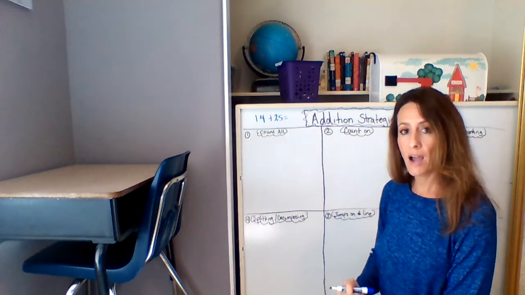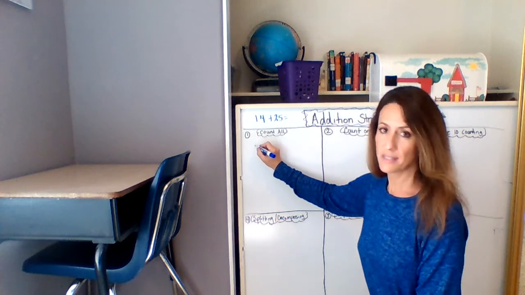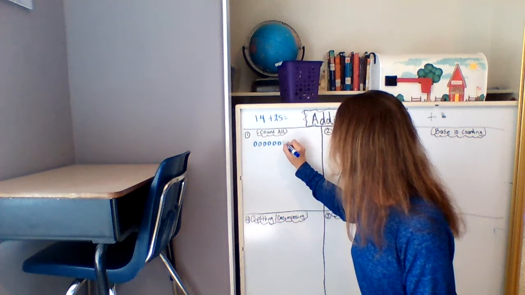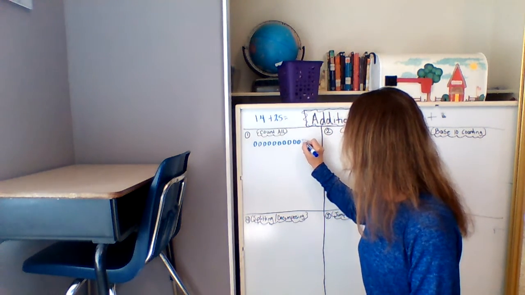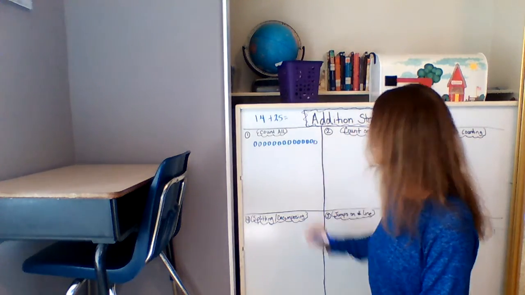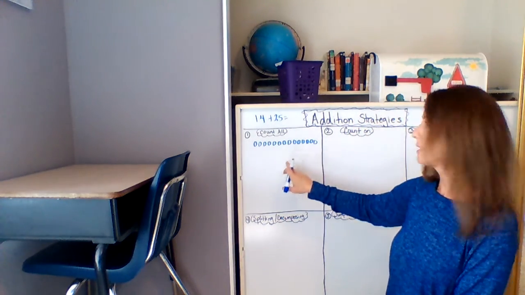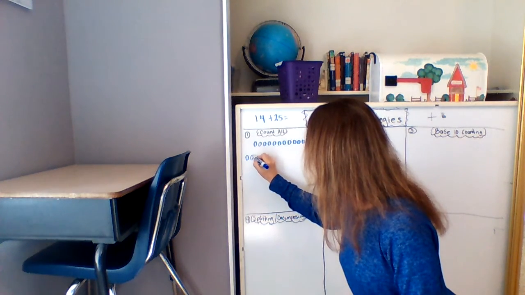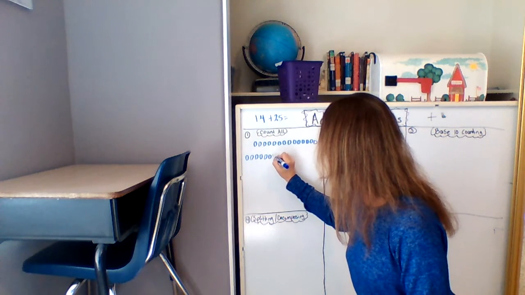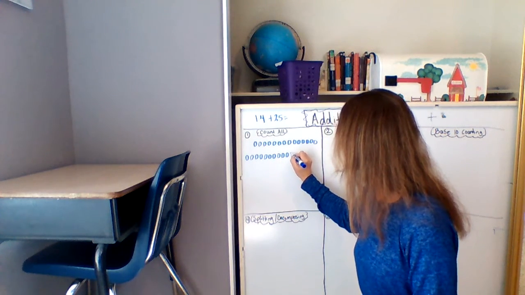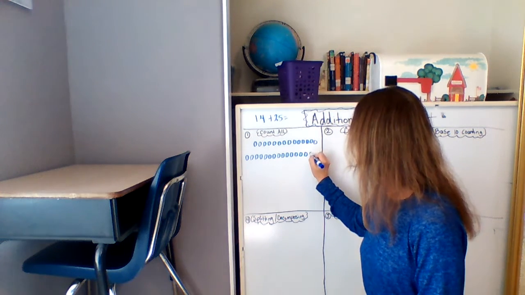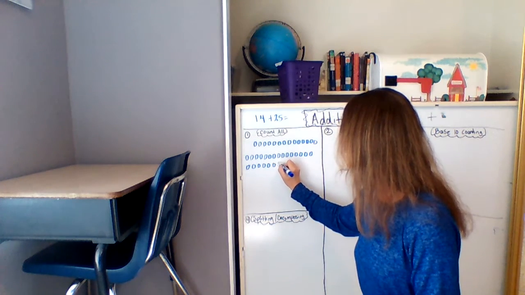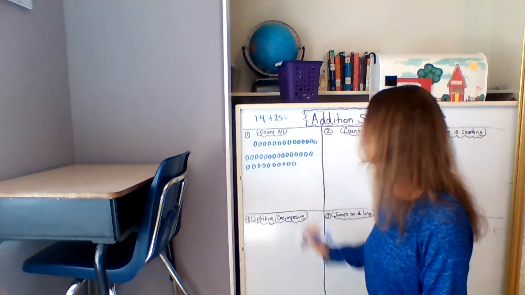So if I have 14 objects, let's just say circles. 1, 2, 3, 4, 5, 6, 7, 8, 9, 10, 11, 12, 13, 14. I have 14 circles and I have 25 more. 1, 2, 3, and so on up to 25.